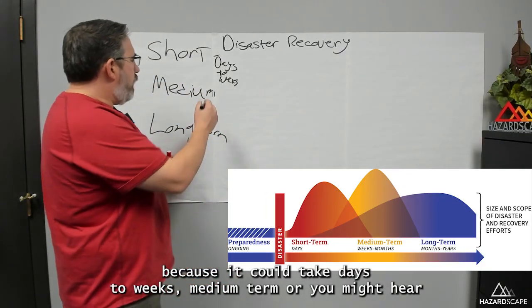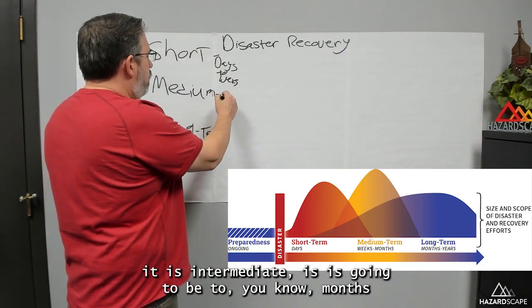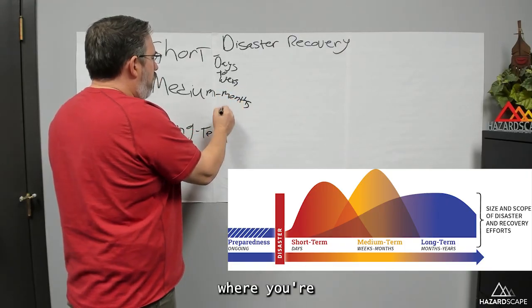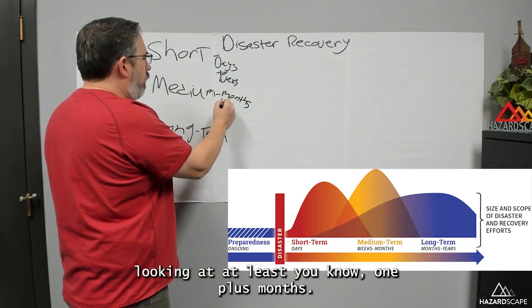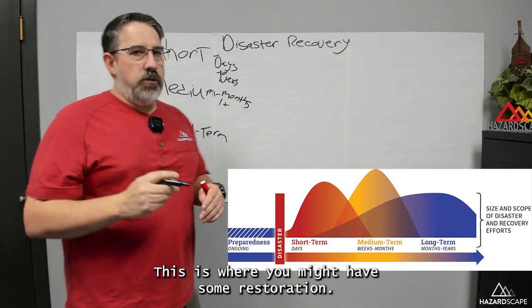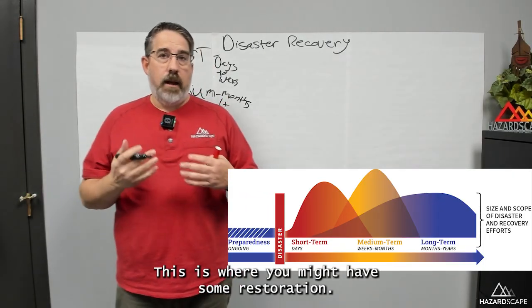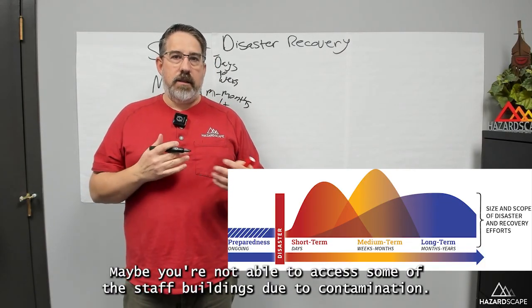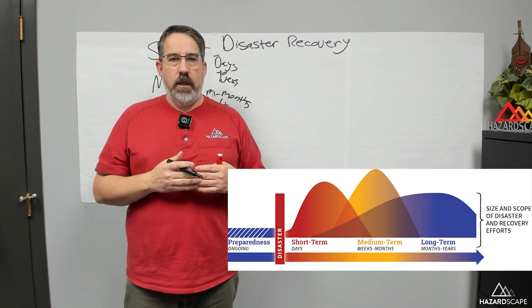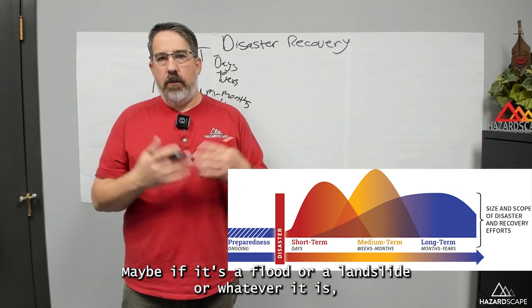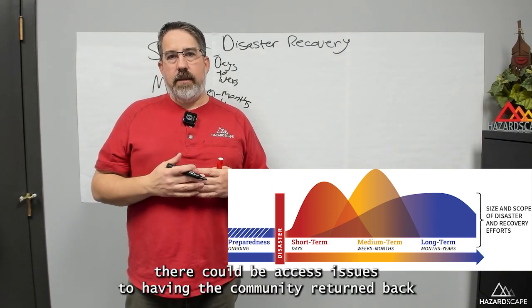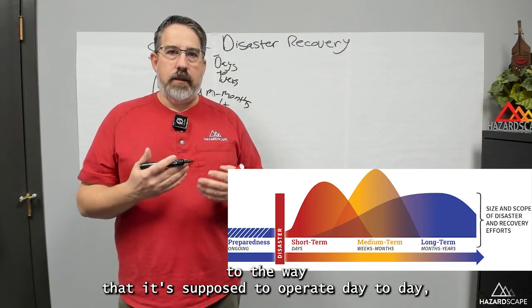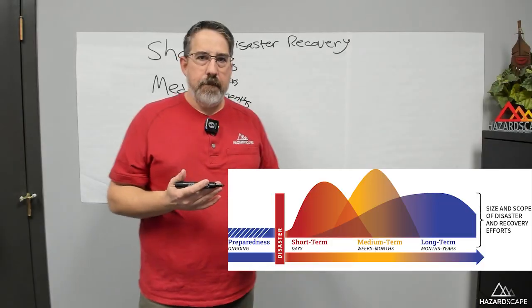Medium term, or you might hear it as intermediate, is going to be months, where you're looking at least 1+ months. This is where you might have some restoration. Maybe you're not able to access some of the staff buildings due to contamination. Maybe if it's a flood or a landslide or whatever it is, there could be access issues to having the community returned back to the way that it's supposed to operate day to day.